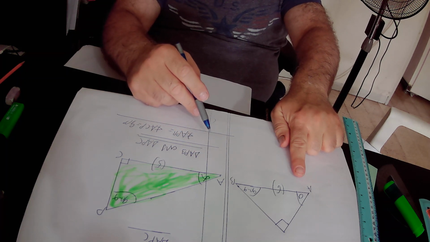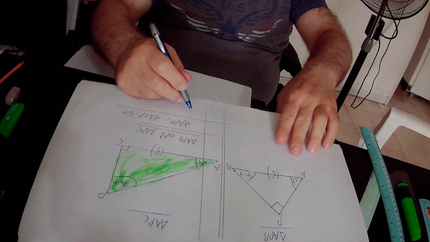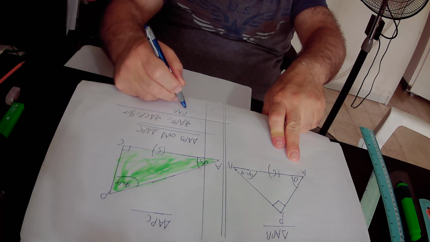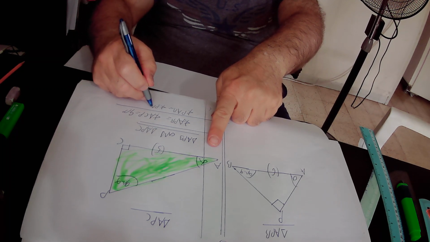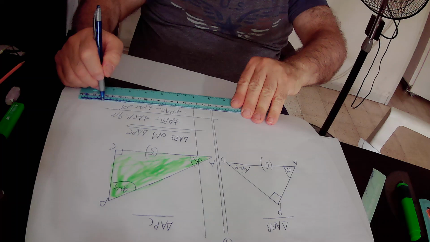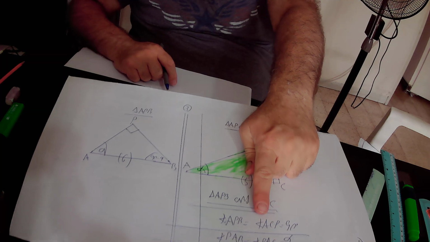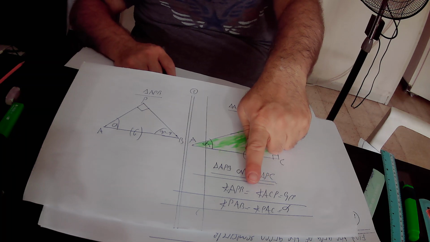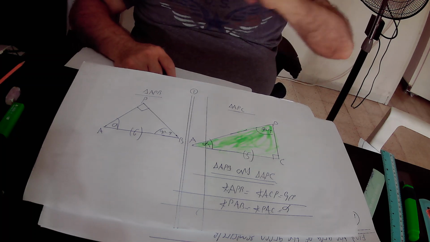So really, this is angle PAB in the right triangle, and it is equal to this angle, which is angle PAC in the green triangle. Repeat again. This equation means that angle alpha equals itself. We just call angle alpha by two different names. Angle alpha equals itself, a common angle that belongs to both triangles.